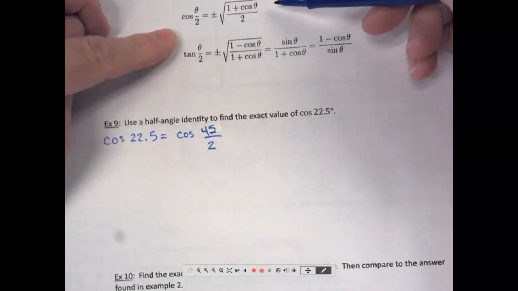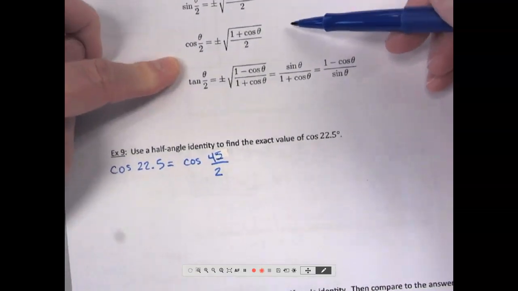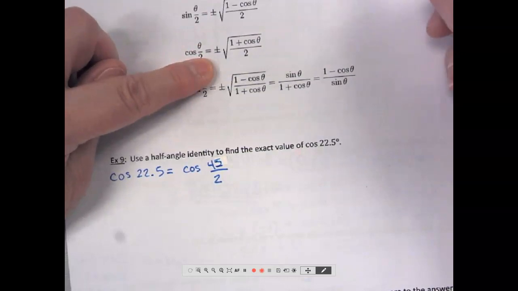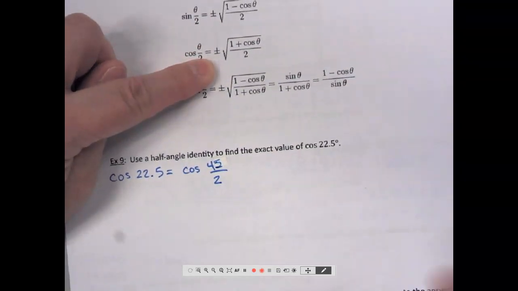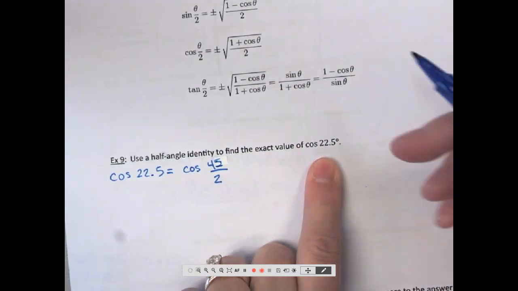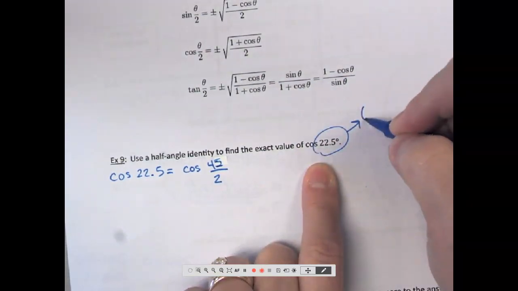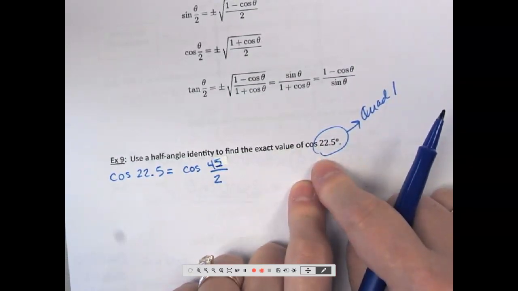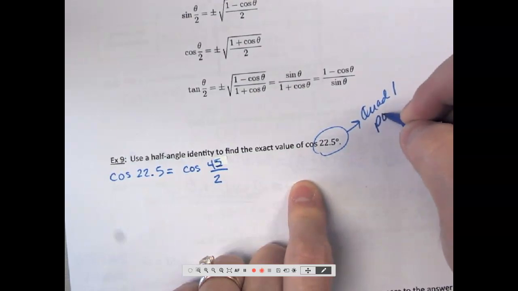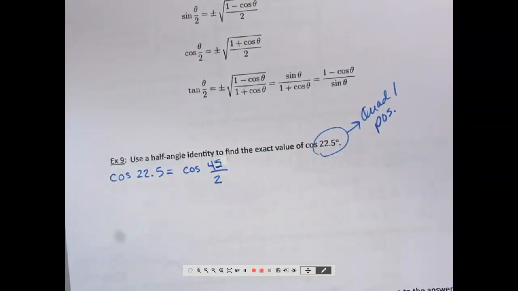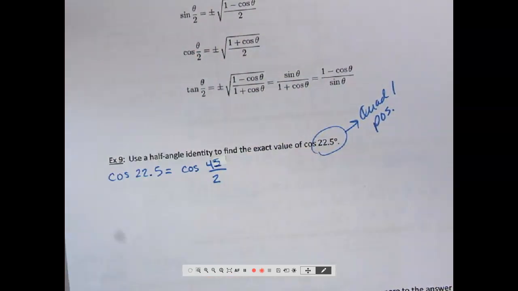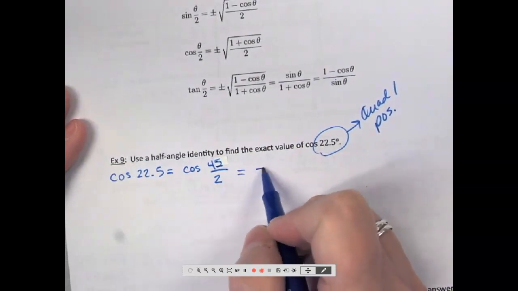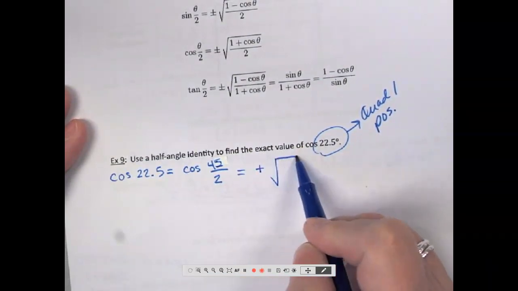Okay, I'm going to go up here. This is my formula. Notice that there's a plus or minus out front. The rule with plus or minus is you just have to make the decision. So 22.5 is in which quadrant? Quadrant 1. Would cosine in the first quadrant be positive or negative? We need to use positive. So you just have to choose which one it should be. Ours is positive. For the first step, I'll put a plus out in front just to remind you that we made that decision.